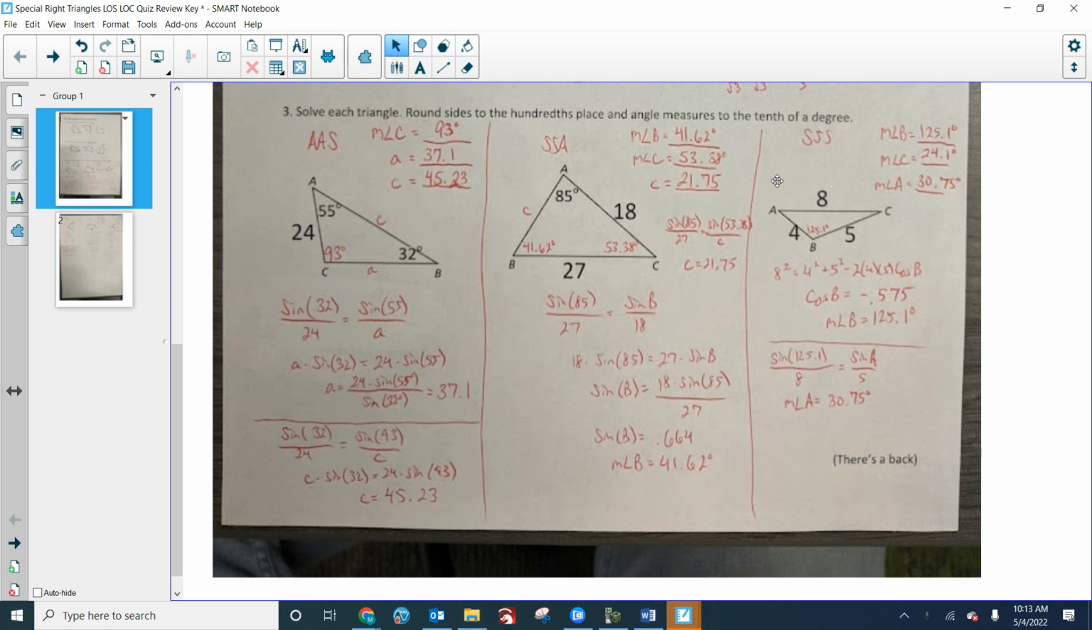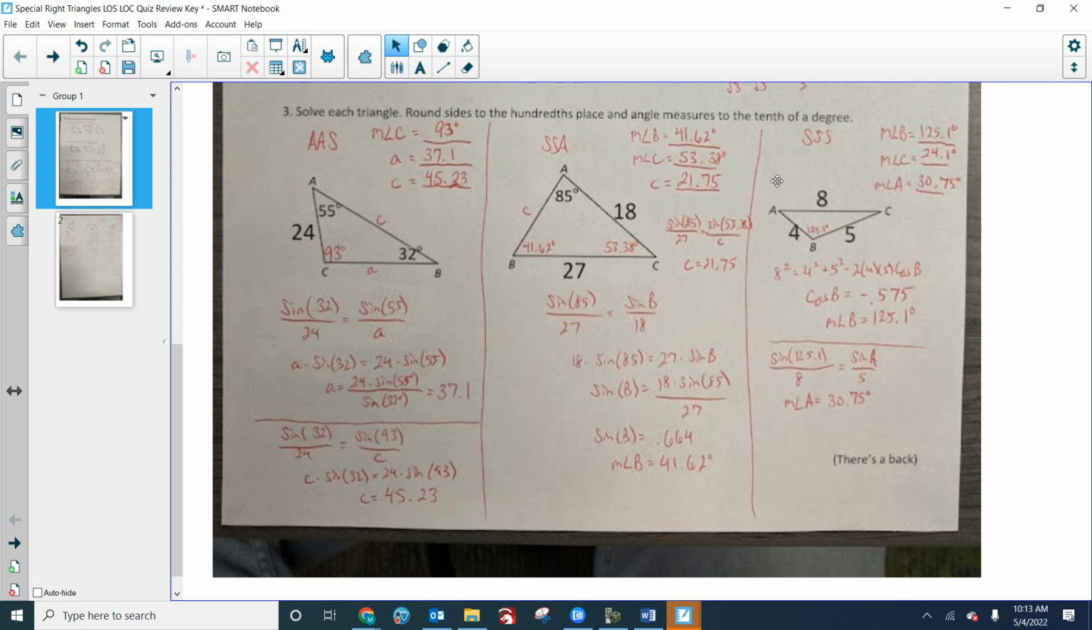3. Now, they're not in alphabetical order because I wrote them down in the order in which they could have been done. For example, I found angle C first. So angle C here is 93 degrees. Then I found side A, which is 37.1, and then 45.23 for C.